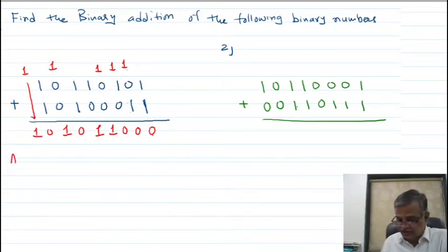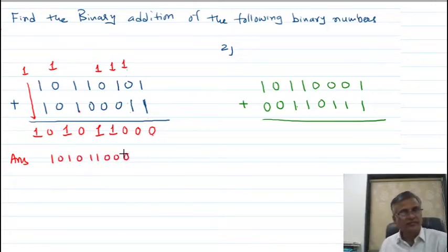So my answer is 101011000. You can check. 1 plus 1, sum is 0, carry 1. Then the carry 1 and this one, sum is 0 and carry 1. This is again 0 and carry 1. So you can solve in this way.